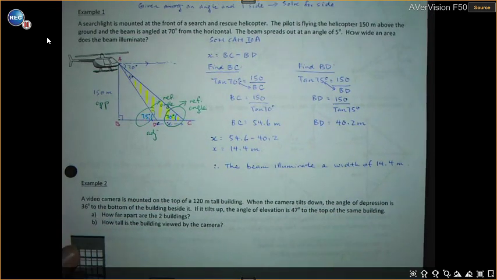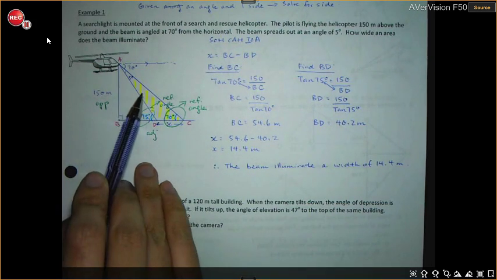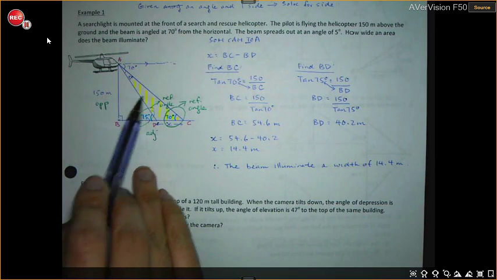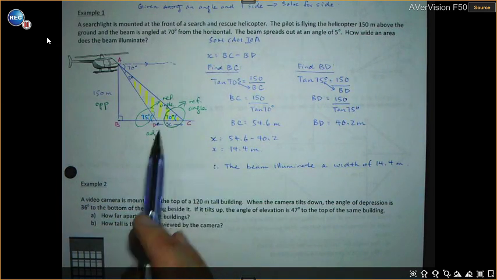With all of these problems that involve two right triangles, we will always need to use information from both triangles to figure out what the problem is asking for.